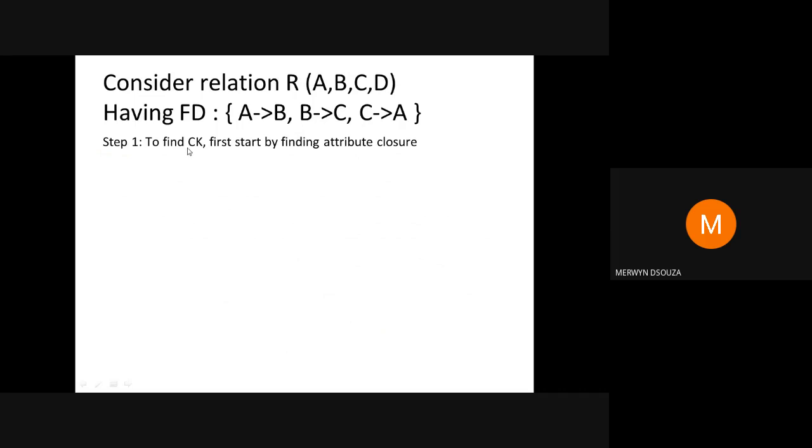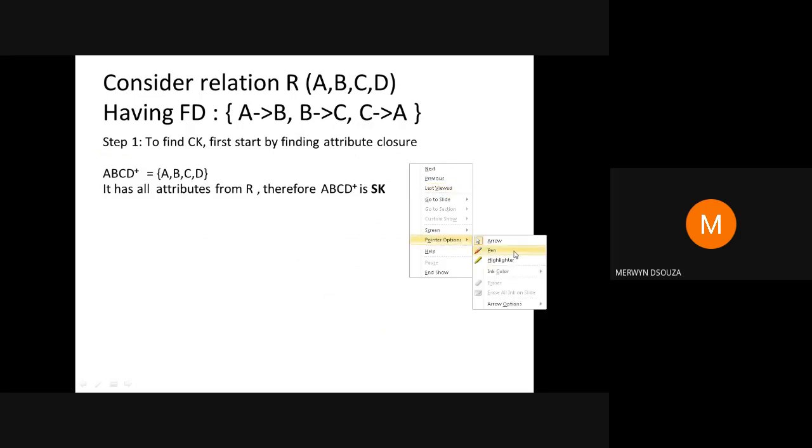To find out the candidate key, first start by finding the attribute closure. Take all the attributes A, B, C, D and find the closure. When you find a closure using the reflexivity rule, you get that the attribute closure is A, B, C, D. Since the attribute closure of A, B, C, D has all the attributes, we can conclude that this is a super key. A, B, C, D is a super key. Now we need to find a minimal super key. Given a super key, let's find the minimal super key using the functional dependencies.